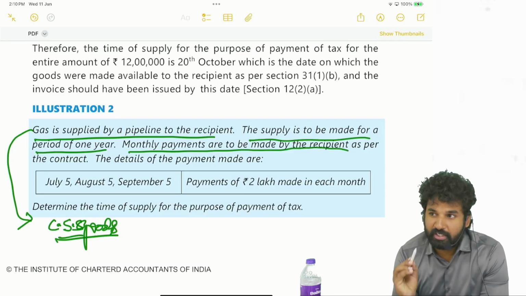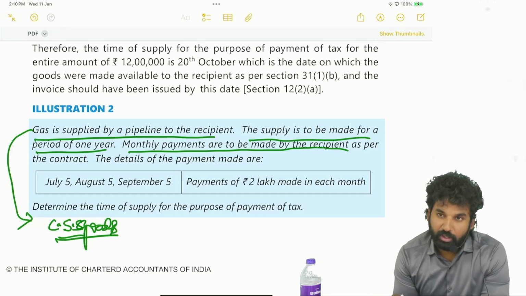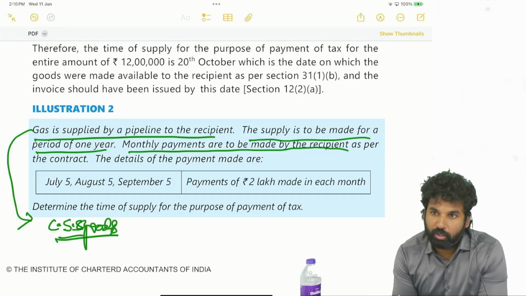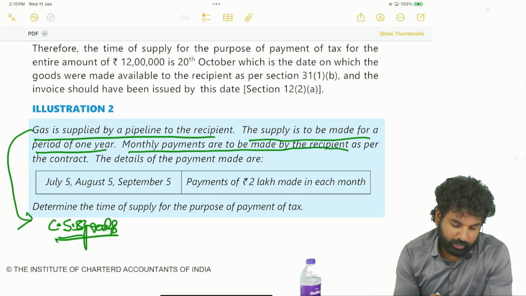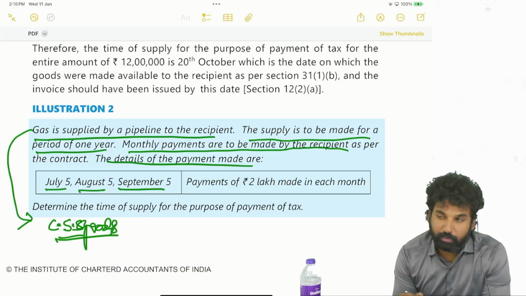That means the due date is ascertained. Monthly payment has to be made, so the due date for the payment is ascertained. In such cases, invoice shall be issued on or before the due date of payment. Okay, the details of the payments made are July 5th, August 5th, September 5th. Payment of 2 lakhs made in each month.